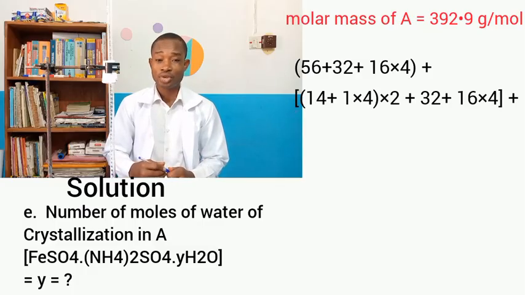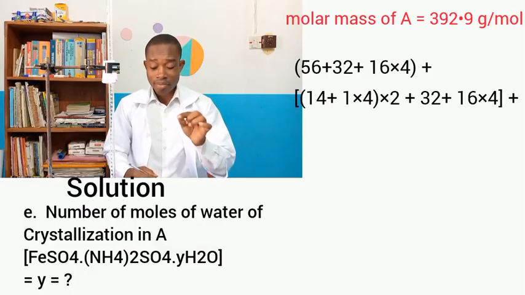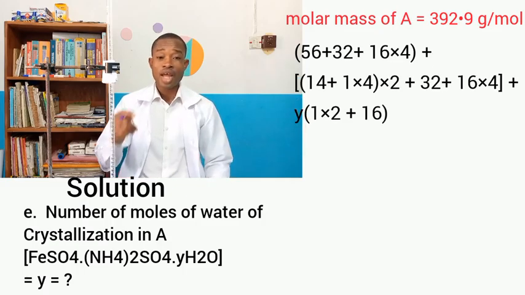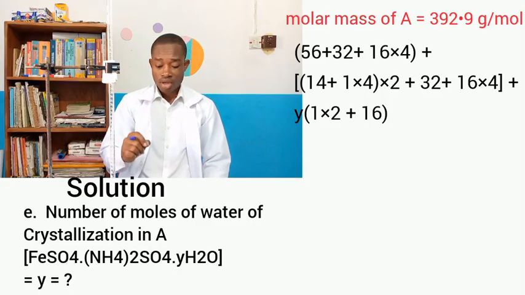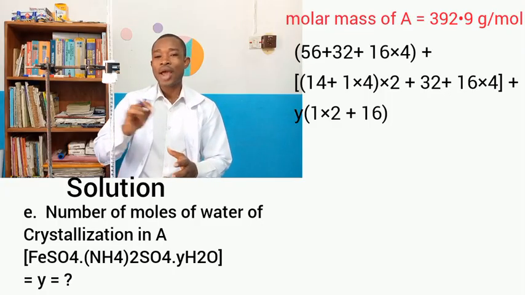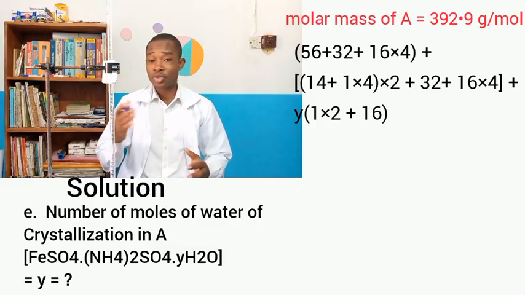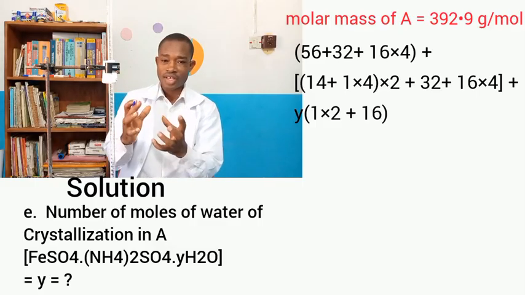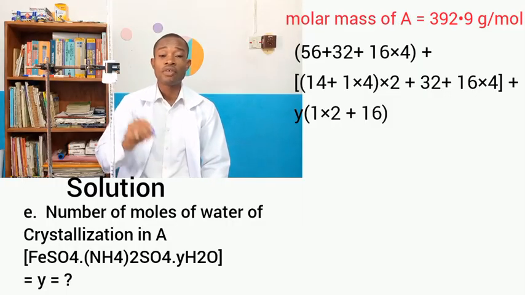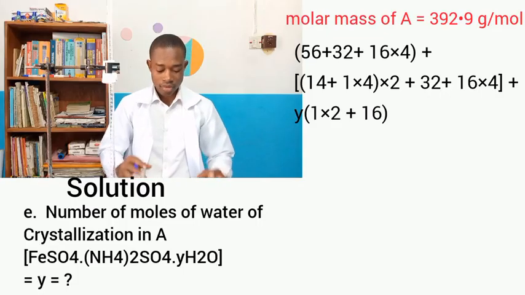We have YH2O. The relative atomic mass of hydrogen is 1, and we multiply it by 2, then plus O. The relative atomic mass of oxygen is 16. But take note that we have Y molecules there. So we have 1 times 2 plus 16, all multiplied by Y, which is the number of moles of water of crystallization.